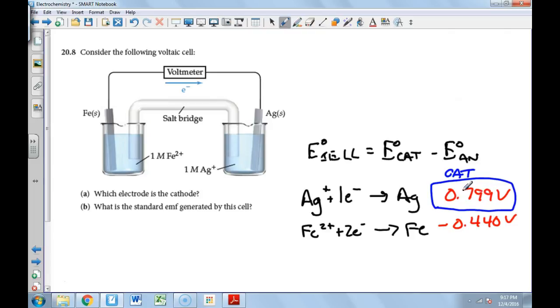Now the second question is, what is the standard cell potential, or the standard EMF? That's a synonym for cell potential. And we can calculate that.